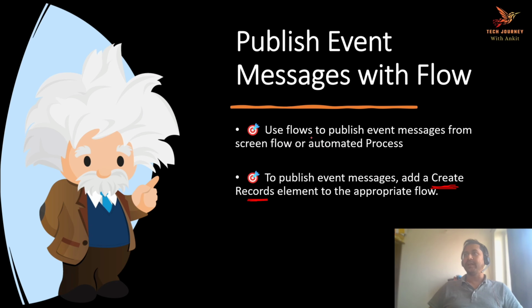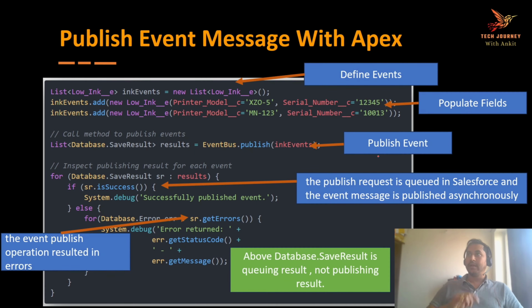Another key point here is you can publish messages from the screen flow as well as from automated processes. It's not like you can only do it from one type of flow. You can publish the messages from both the screen flow as well as from the automated process flow. Next thing here is how you can publish the message with the help of Apex.